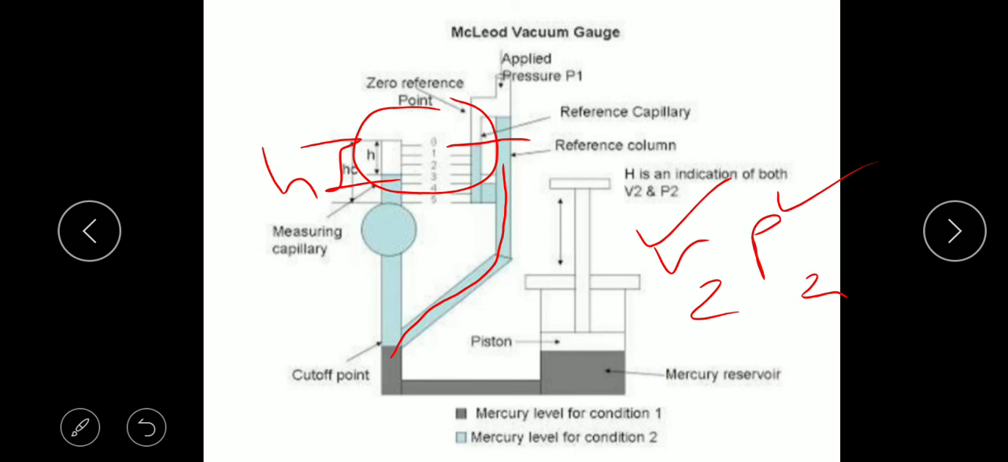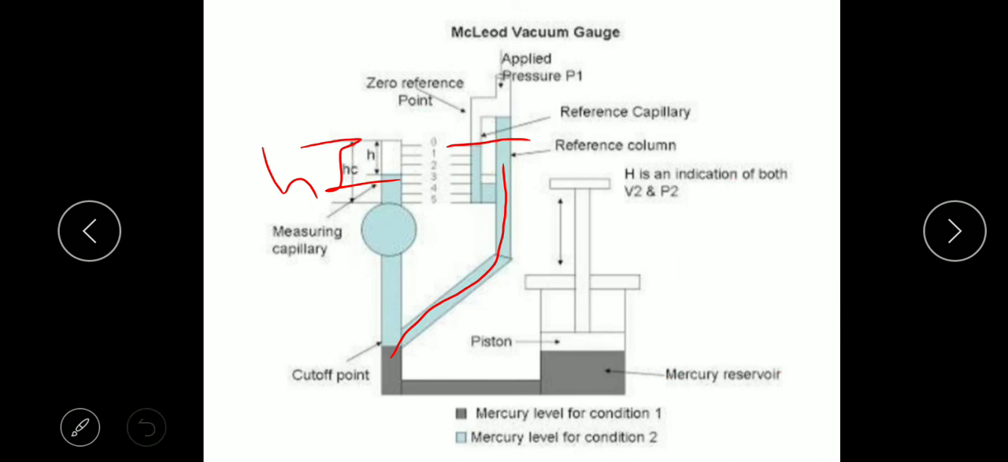Okay, how it works, as I already told you, the McLeod gauge basically works when a known volume of gas is compressed to a smaller volume, or the low pressure gas is converted into high pressure gas, and then the unknown pressure will be identified. This is the main principle, and it is related to Boyle's law, because Boyle's law is P1 V1 equal to P2 V2.